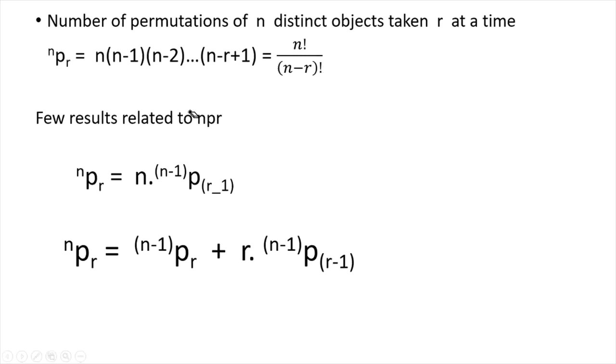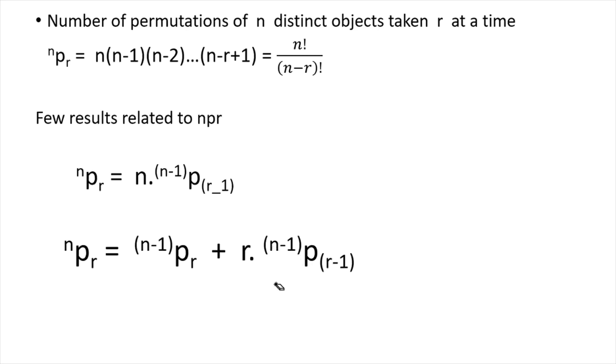And we have a few theorems related to this nPr. The first theorem is nPr is equal to n times n minus 1 P r minus 1. We can extend this and still write it as nPr is equal to n times n minus 1 times n minus 2 P r minus 2. The second result is like this: nPr is equal to n minus 1 P r plus r times n minus 1 P r minus 1.